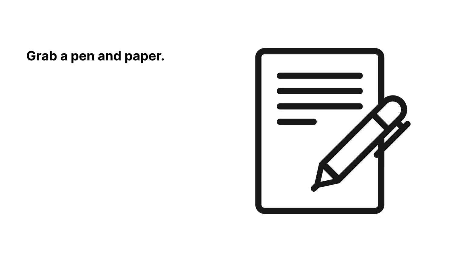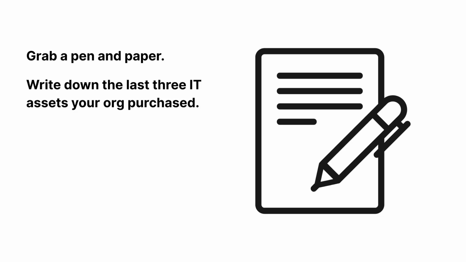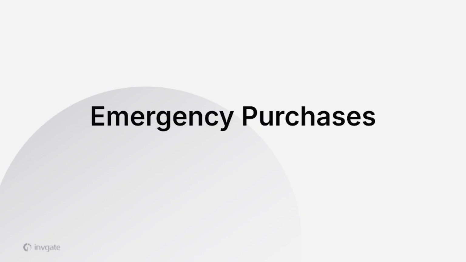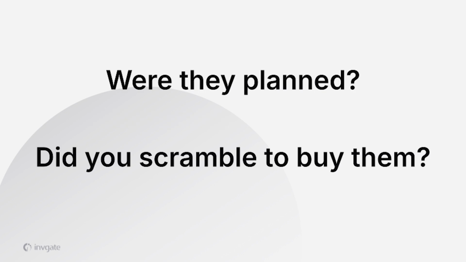Try this right now. Grab a pen and paper and write down the last 3 IT assets your organization purchased. Pause if you have to. Don't overthink it, just the first 3 that come to mind. Do you have them? Those are probably your emergency purchases, the ones that stuck because they were annoying, urgent, or expensive. Now ask, were they planned, or did you scramble to buy them? That's the difference between reactive and strategic planning.